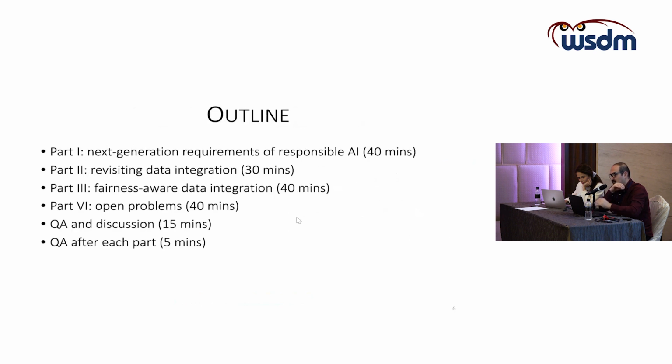Okay, so to get to the outline of the tutorial, we're going to have the tutorial in 4 parts mainly. In the first part, we're going to talk about the next generation requirements of responsible AI. Then we will revisit data integration, and we will talk about fairness over data integration. And finally, we will have some open problems.